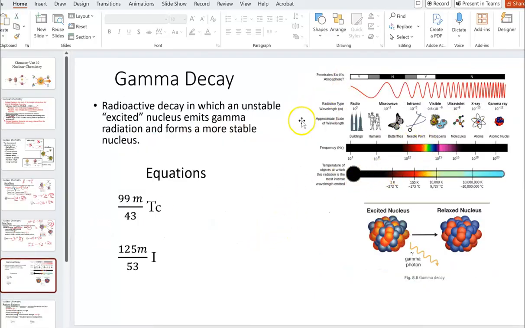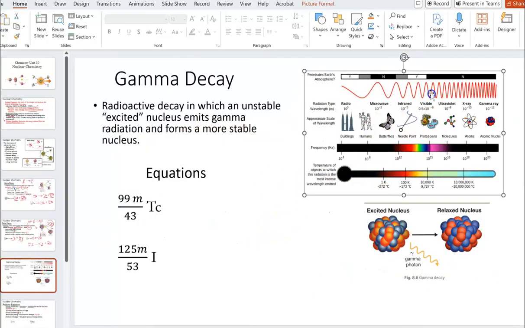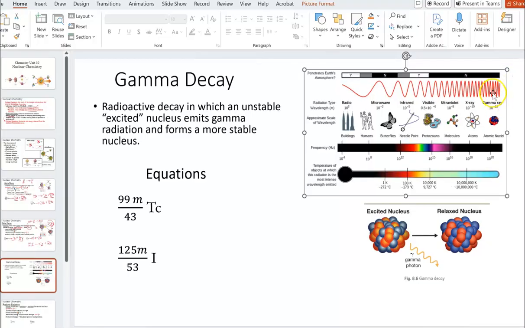The last one is called gamma decay. These ones are super easy. So gamma rays are at the furthest end of the electromagnetic spectrum. The electromagnetic spectrum has 7 different types of radiation or energy.